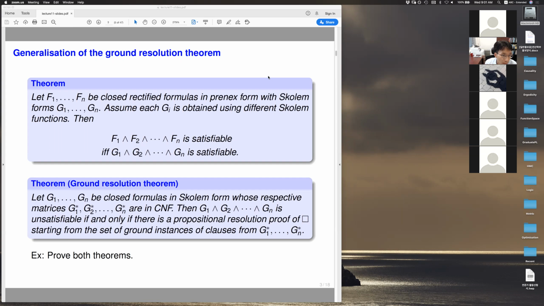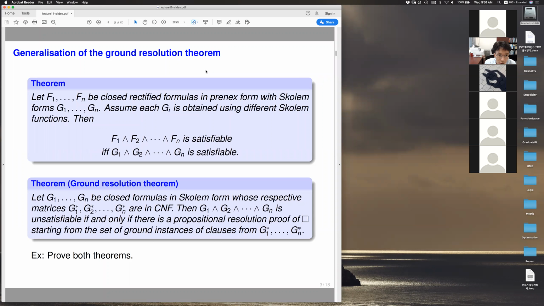So what we did before, we studied Skolemization and the ground resolution theorem. Together, I told you, they can lead to a semi-algorithm to check validity of a propositional logic formula. Often, we're going to use a more generalized version of the theorem, which is written in the slide. So these are the two theorems that we studied last time.